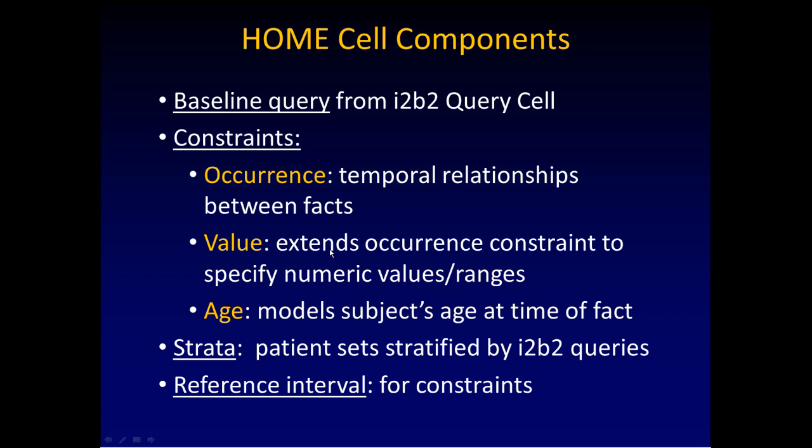The other thing we needed to add was an age constraint, where users can model the subject's age at the time of the fact. I2B2 is good at identifying patients who are a certain age now, but it's not so good at identifying patients who were a certain age at a particular observation or fact.